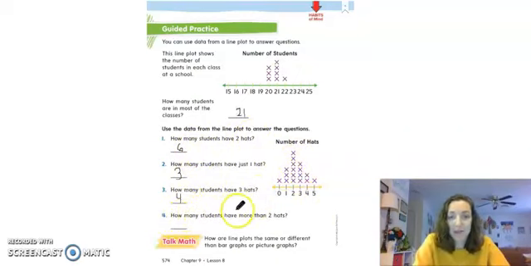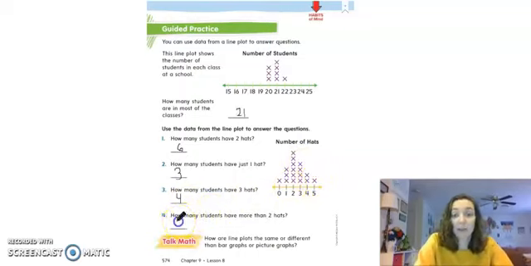All right, how many students have more than 2 hats? Okay, so more than 2, we have 3, 4, and 5. So we're going to have to add up all these votes together. Okay, we already know that 3 has 4 because we just answered that. So we can use a counting on strategy and say 5, 6, 7. So 7 students have more than 2 hats.